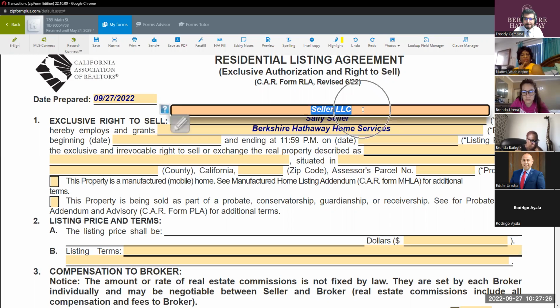Keep that in mind, okay? I don't have a copy of this residential listing agreement. What do you have, Naomi? I have the California residential purchase agreement. You printed the wrong one, my dear.